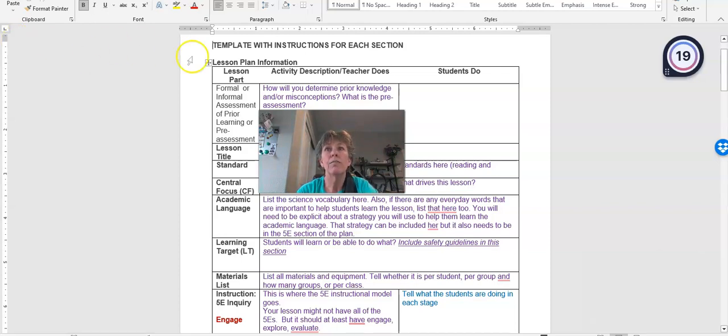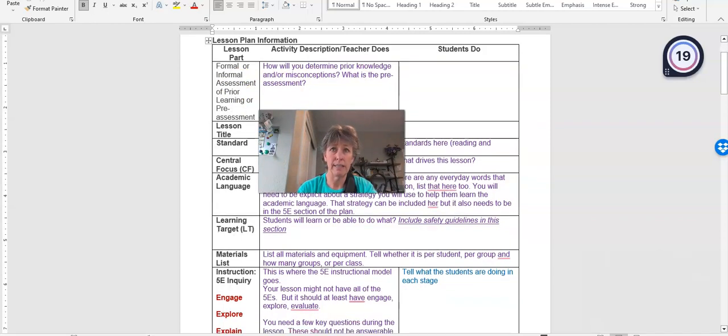So, for instance, in the first part it says formal or informal assessment of prior learning or pre-assessment. So thinking about what you've learned in our class about getting students' prior knowledge, preconceptions, misconceptions. A good idea here would be to think about, is there a Page Keeley probe, or is there a way that I can create a pre-assessment that would actually find out what prior knowledge or misconceptions students might have already about this topic. And then you're going to make sure to include a copy of that.